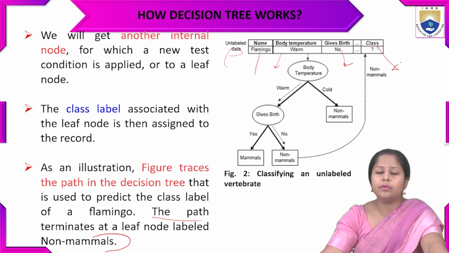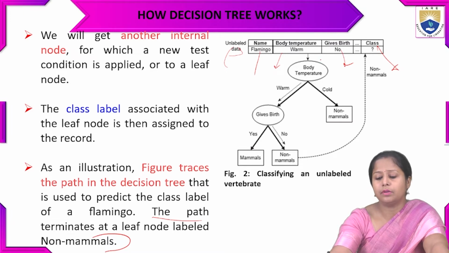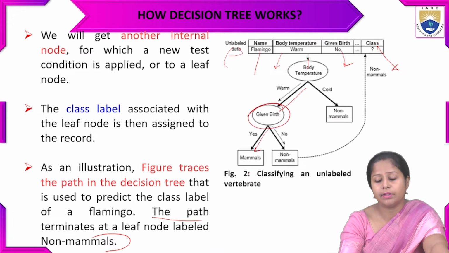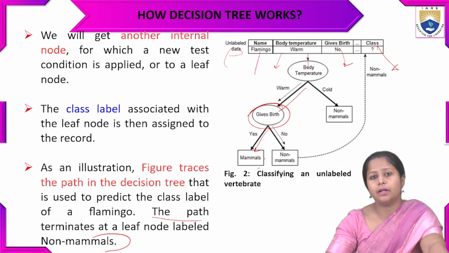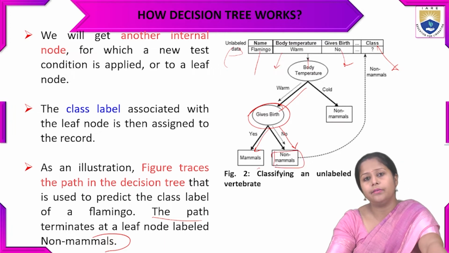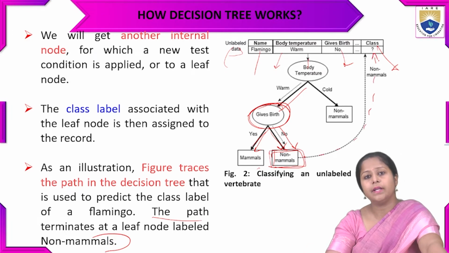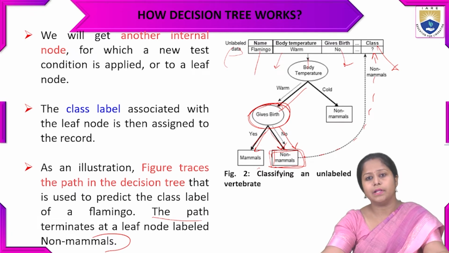So how are we going to classify this type of unknown class label? It goes to body temperature: warm. Then it checks whether it gives birth; it does not, so it is not a mammal but a non-mammal. That will be the leaf node of non-mammals, so the unknown class label will be classified as non-mammal.